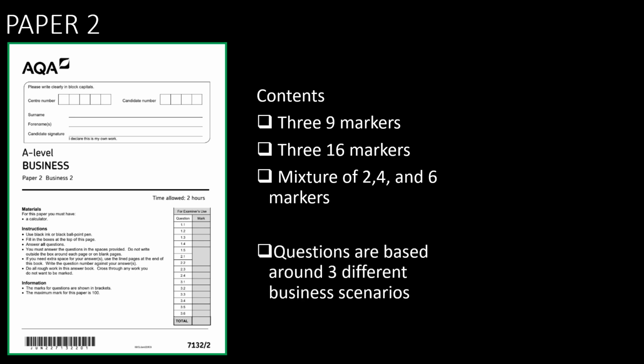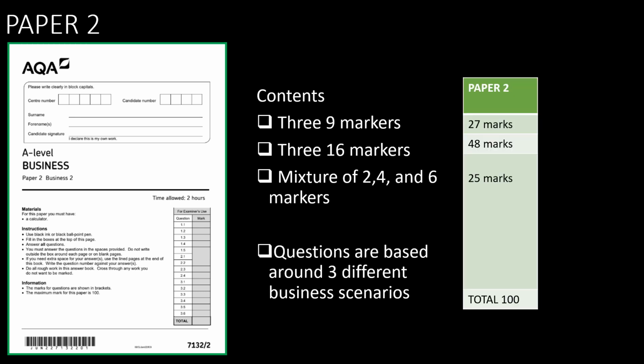Questions are based around 3 different business scenarios. So you'll read a business scenario, likely you'll have a small mark question, then you'll have a 9 marker and a 6 marker. Then you'll move on, you'll have another business scenario, a few small questions, then a 9 marker, then a 16 marker, and then repeated one more time. And then that's your 3 9 markers and your 3 16 markers and so forth. Done. Okay, again, 2 hours to do this.